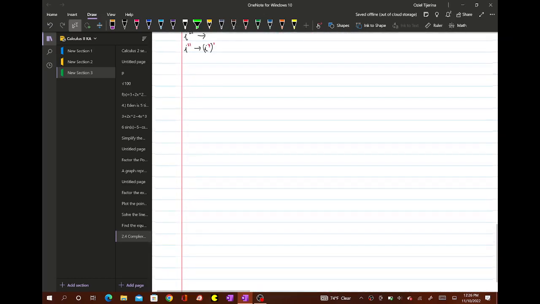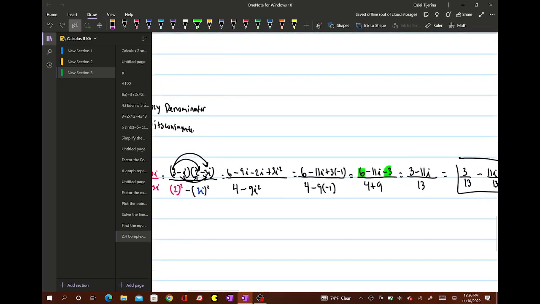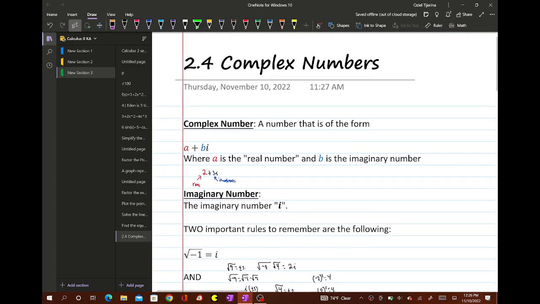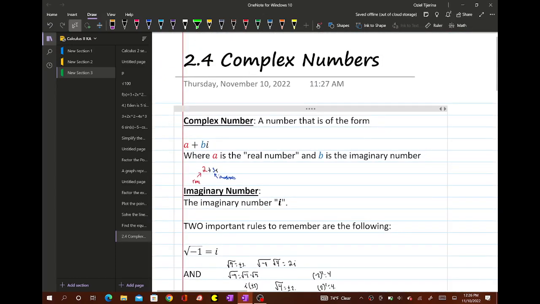Okay, when you write it in standard form, I don't know if I went over that. You always write the real number first and then the imaginary number. So that's standard form, right?